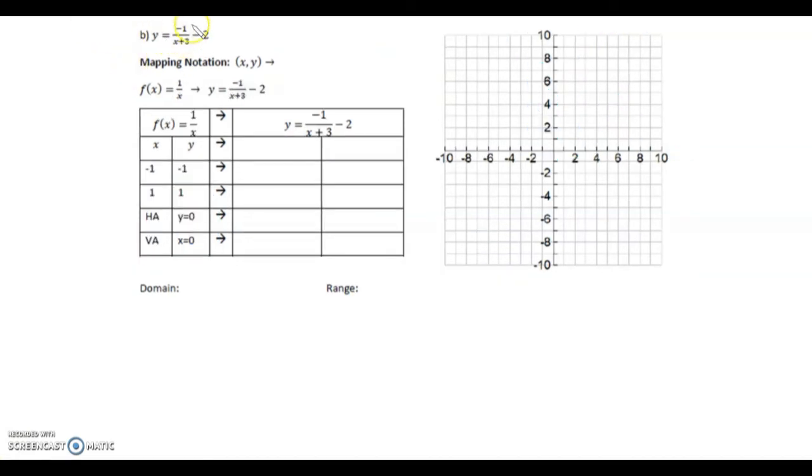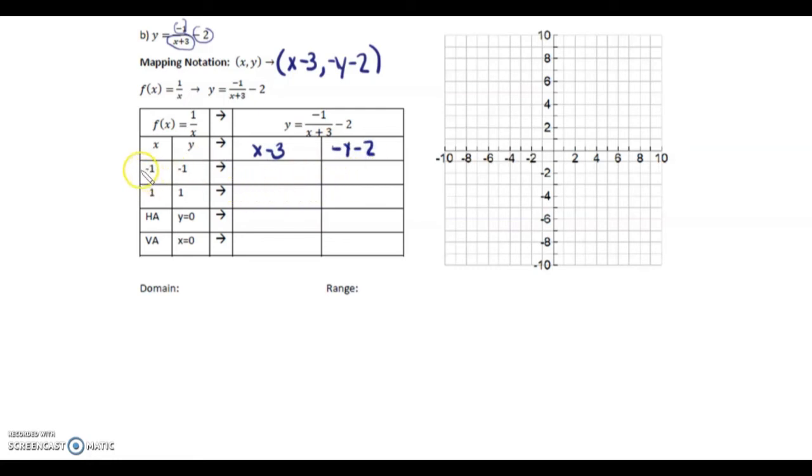Now we're going to deal with an example with a rational function. So we get -1 over (x plus 3) minus 2. What's the mapping notation? Let's see what affects the x's. Anything in this denominator is going to affect the x's. So in this case, x is going to move to the left 3. So x minus 3. And then the number up here and the number on the side are both going to affect the y's. So we're going to reflect the y and then subtract 2. So -y minus 2. So (x minus 3, -y minus 2).